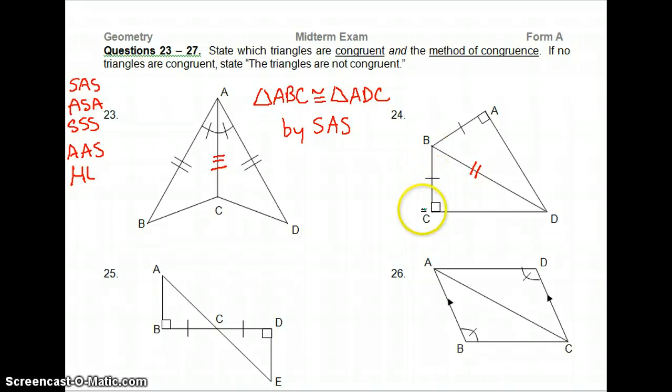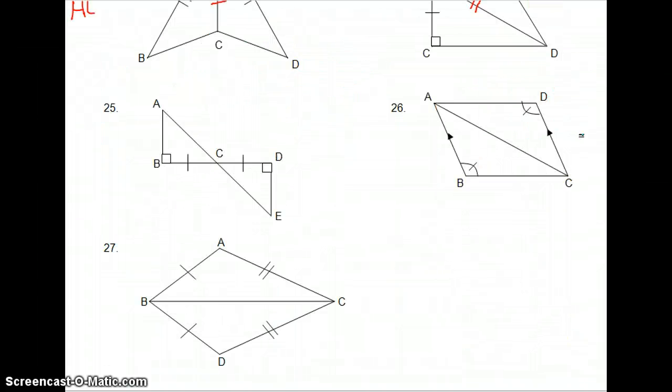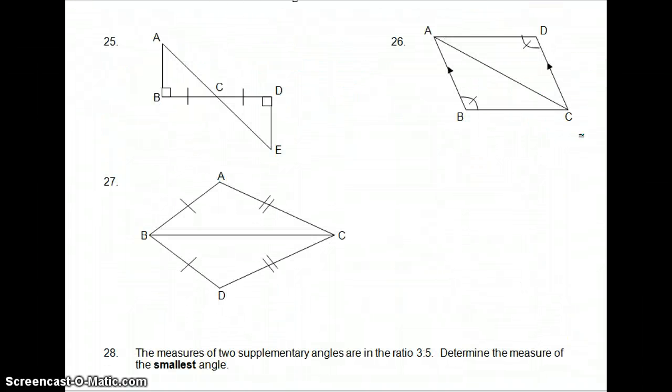So on the bottom, let's do that alphabetical order. Triangle BCD is congruent to, so we went down and then over, we're going to go down and over, BAD. Triangle BAD, and the rule that we used is HL. Alright, 25.